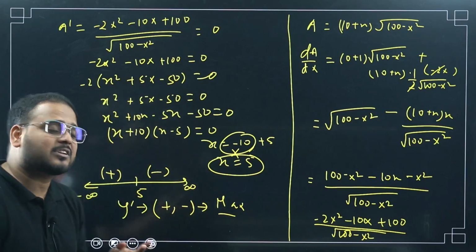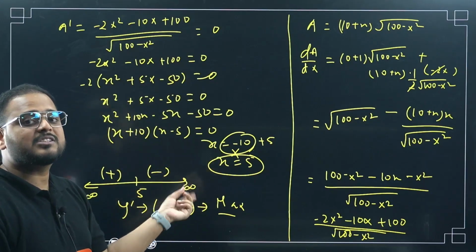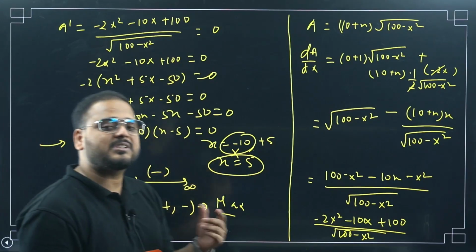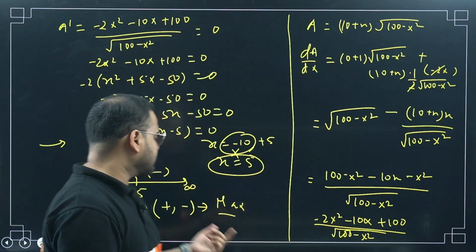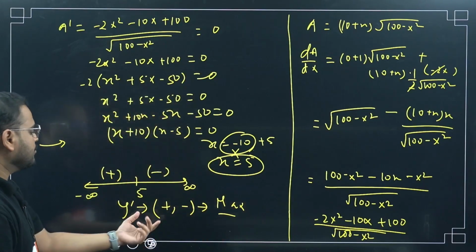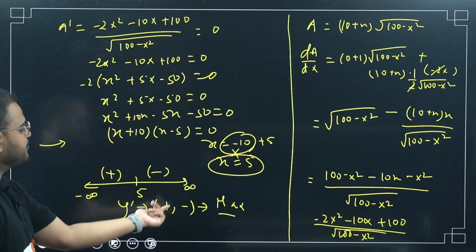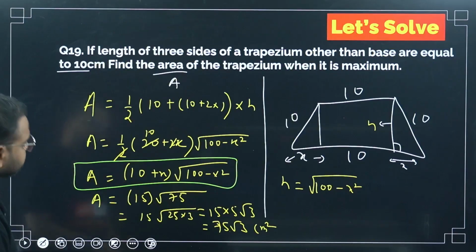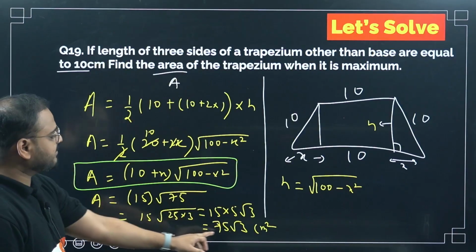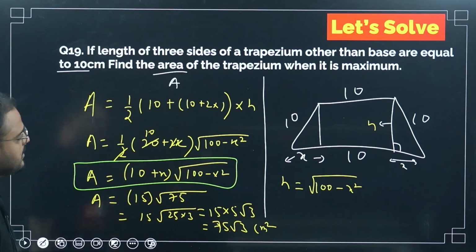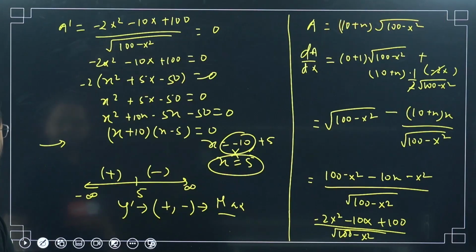For the second derivative test, what happens? Greater than 0, minima. Less than 0, maxima. So sometimes the first derivative test becomes easier to solve. So I took the first derivative test, plus to minus, maxima. Check here. So I got the answer as 75 root 3 centimeter square. Question number 20.